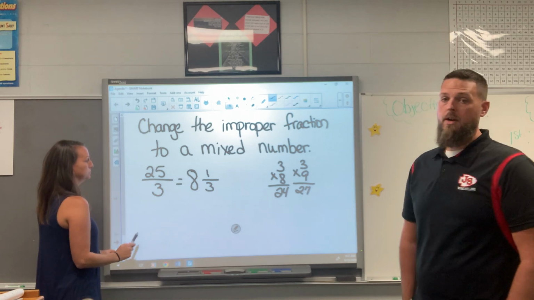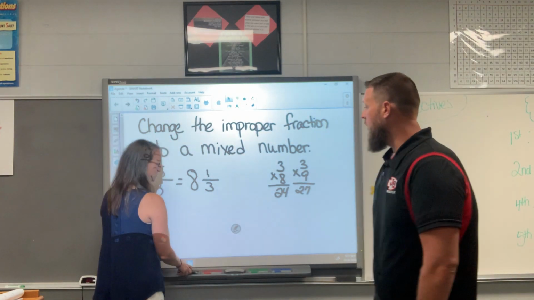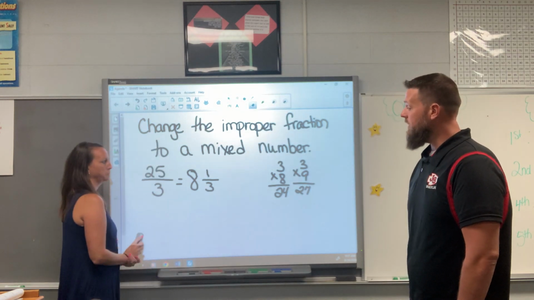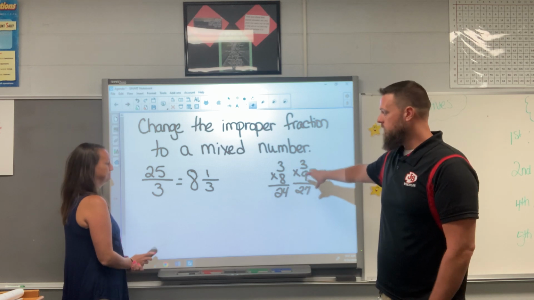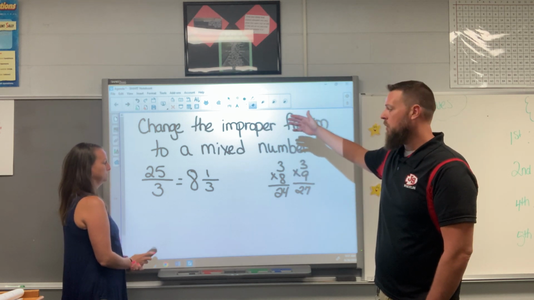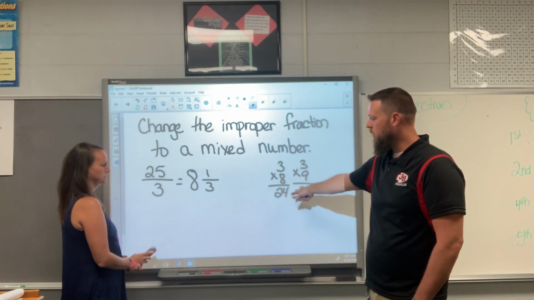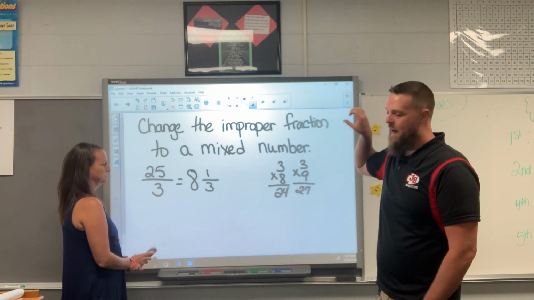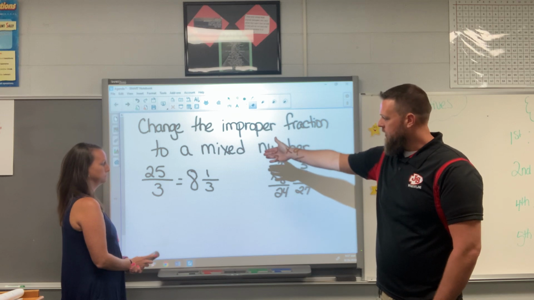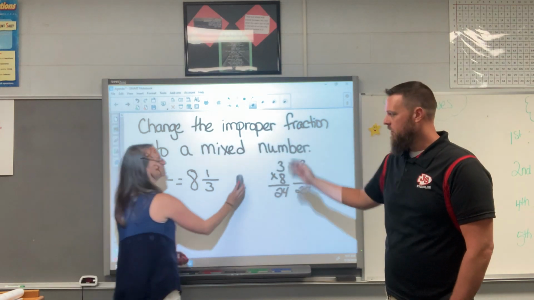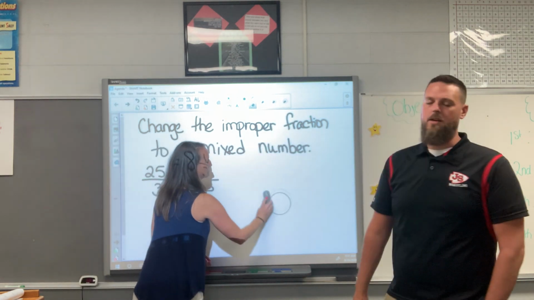No, that right there should look very familiar to you from what we've been doing the past couple of weeks, because that looks a lot like long division. How many times will 3 go into 25 without going over? Well, it goes 8 times, which is 24. So if I take that 24 out of the 25, how many will I have left? Well, I have 1 left, but that's the numerator, keep my denominator the same. You just converted from an improper fraction to a mixed number.